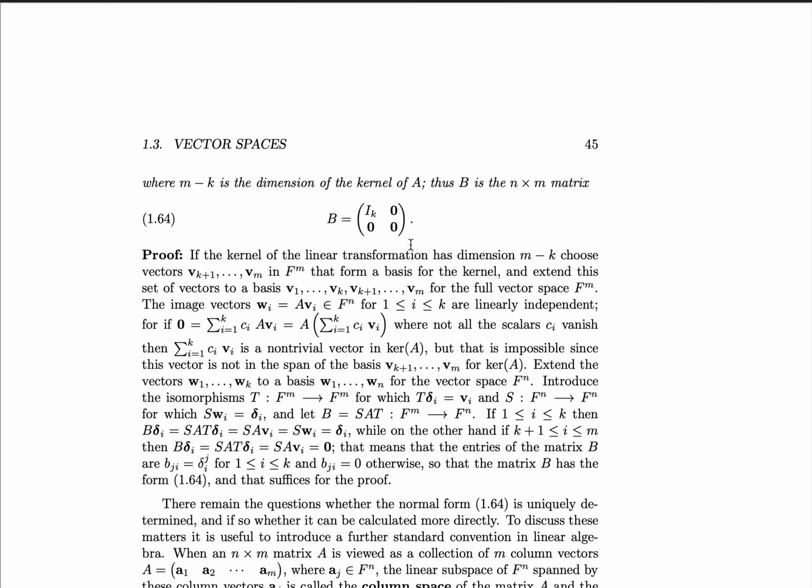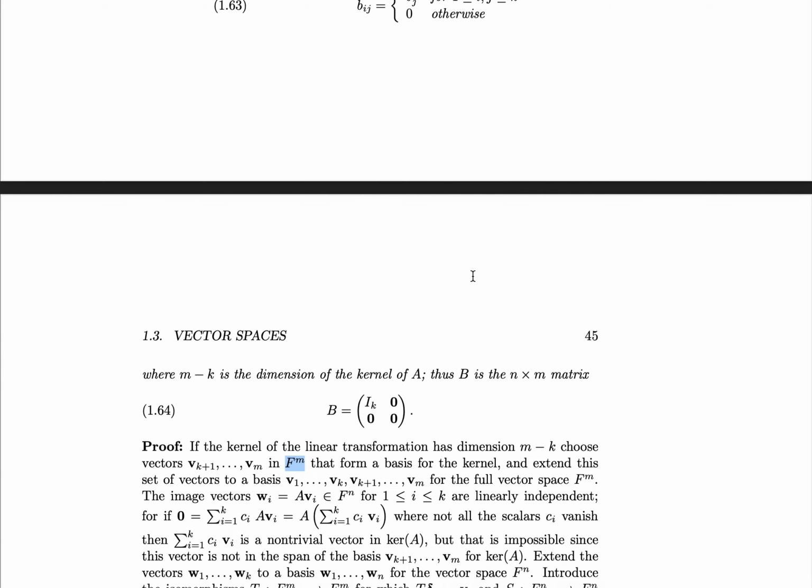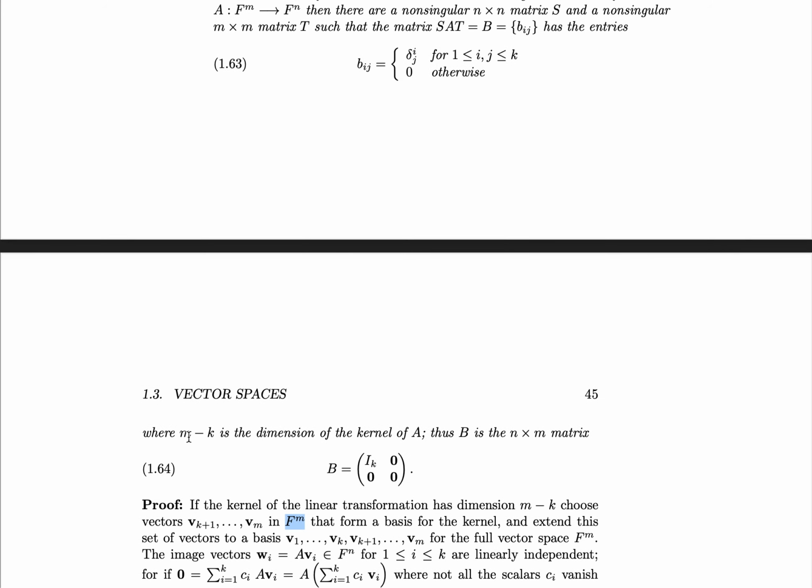Let's consider the kernel of the linear transformation and have it have dimension m minus k. We choose vectors v_{k+1} up to v_m in F^m, which will form a basis for the kernel. Remember that we're implicitly applying the rank-nullity theorem, in the sense that we're letting k be the dimension of the image and m minus k be the dimension of the kernel, such that m is the dimension of the domain. So we're starting from F^m, this domain.